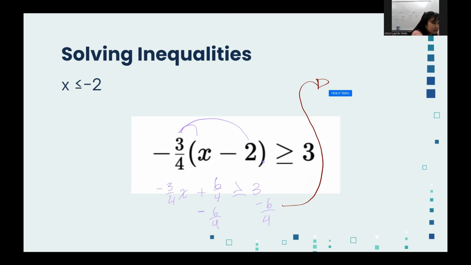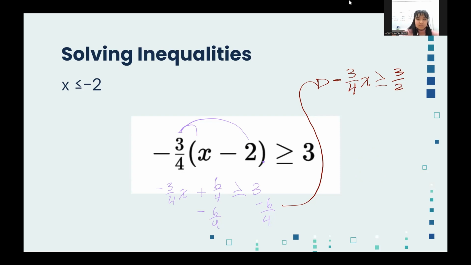So then we have negative 3/4 x is still greater than or equal to, right? Because we're still adding and subtracting the same on both sides. So we don't need to change the inequality sign. We get 3 minus 3/2. Does anyone know what that is? Which is also the same as 3 minus 1.5, right? Okay, so we're left with 3/2 up here.